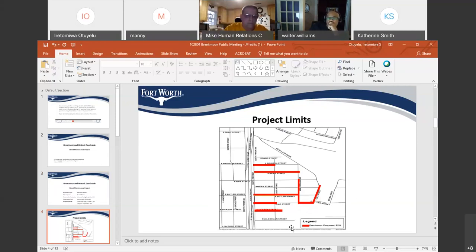Now the project limits, as you can see on the map, we're going to be dealing with some streets in the Brentmoor and Historic Southside area. We'll be working on sections of Bittison Street from the South Freeway Service Road up until Evans Avenue. We'll also be working on Lamont Street from the Service Road up onto New York Avenue. We will be working on Butler Street from the Service Road to New York Avenue, Lomo Street from the Service Road to Evans Avenue, and Dixon Street from the Service Road to the dead end.